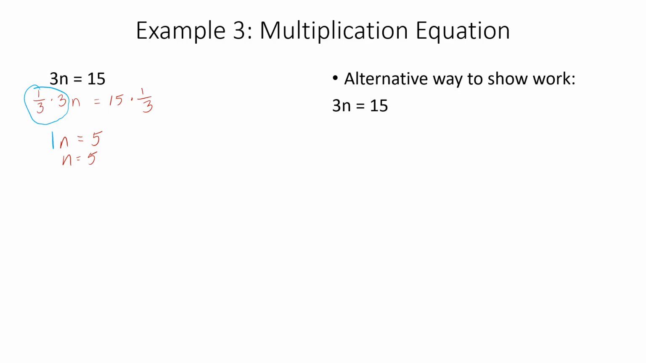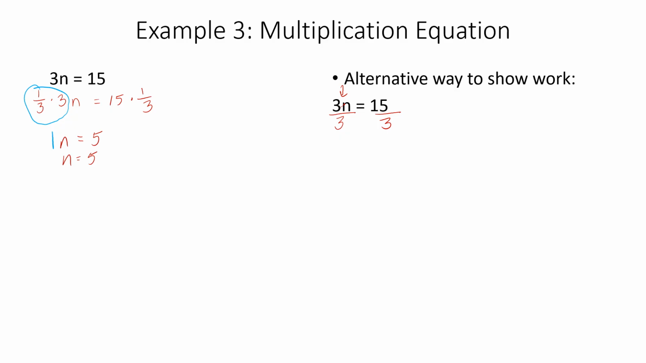Now, an alternative way to show this, which will be much, much more common than doing that, because what I just did on the left is a little bit on the clunky side, is we look at this and we recognize that that is multiplication. And so we would say, well, how do I undo multiplication? I undo it with division. If I divide the left side by 3, I must also divide the right side by 3.